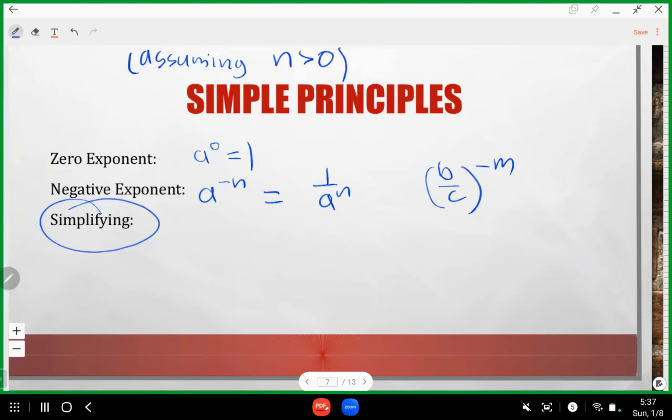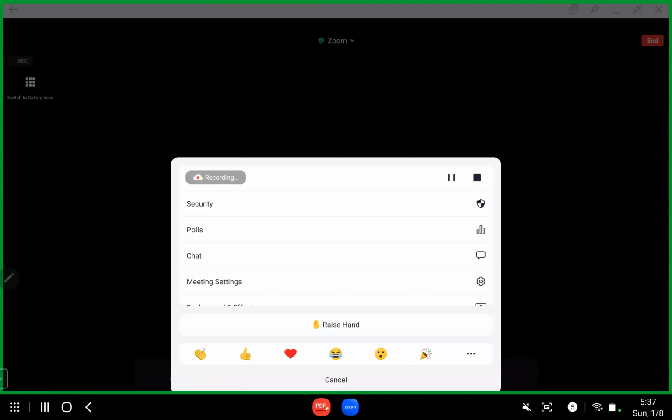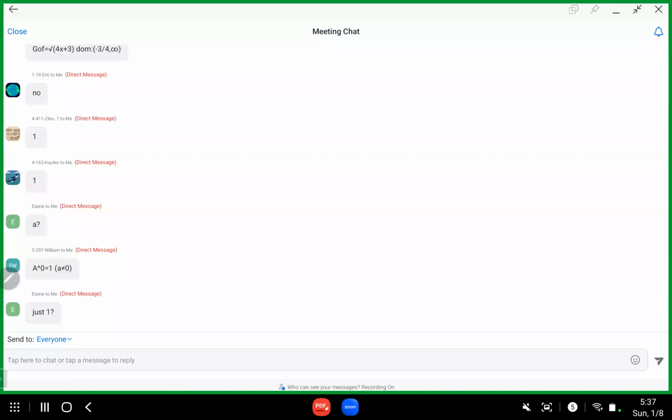So can everybody tell me in the chat what 2 to the 3rd power is? All right, so what is 2 to the 3rd power? 8. Very good. So then we know that 2 to the 3rd power is 8. What about 2 to the negative 3rd power?